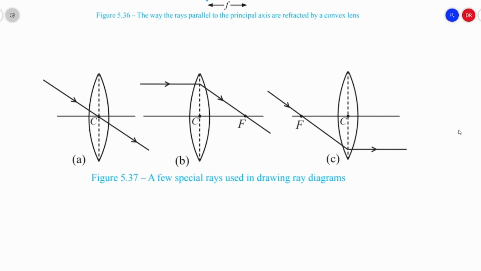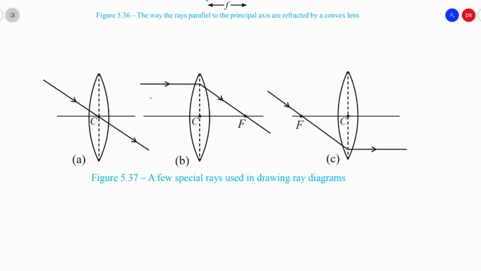In figure 5.37, a few special rays are used in drawing ray diagrams. You can see it. The first ray type is coming towards the lens and moving through the optical center. You can see no change in the direction of this ray. Therefore, we can conclude that when a ray is directed towards the optical center, it moves without any change.